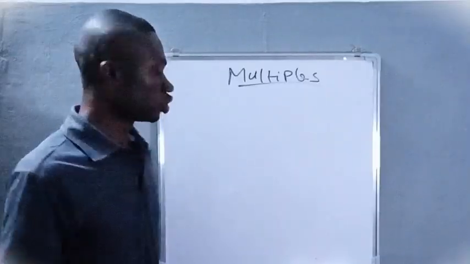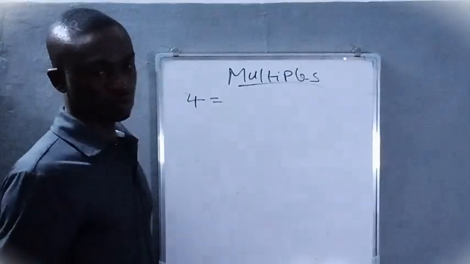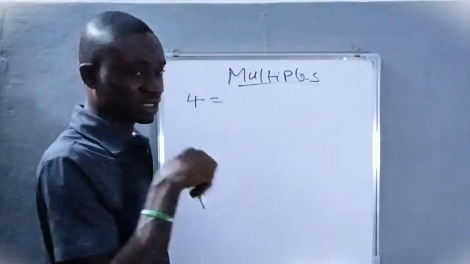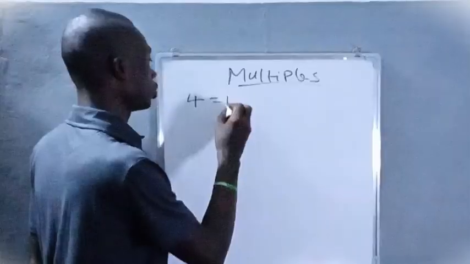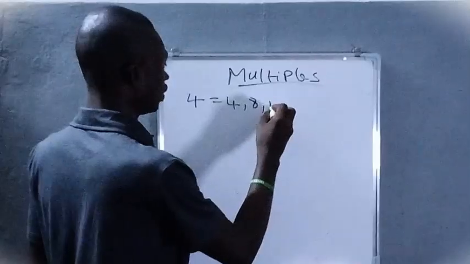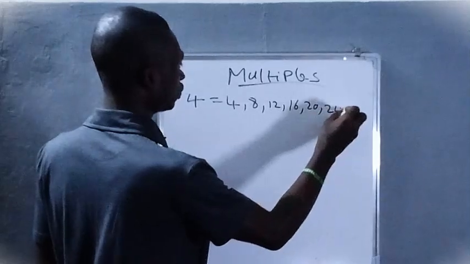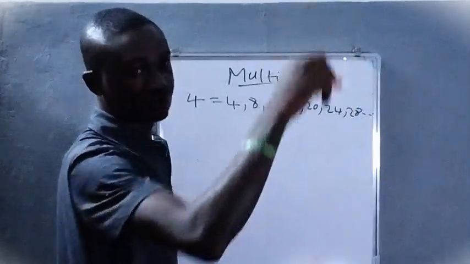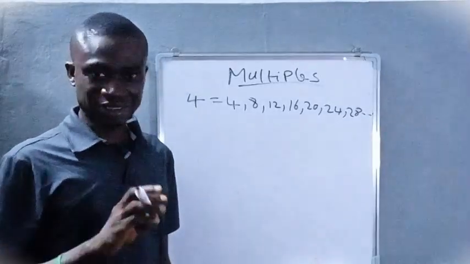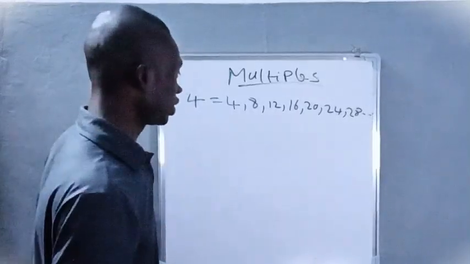So if we are looking for multiples of 4, then you know that the first multiple of 4 is 4, because you can say 4 times 1, which is 4. Another multiple of 4 is 8. Another one is 12. Another one is 16. Another one is 20. Another one is 24. Another one is 28, and so on till millions and trillions. That is multiples. If you understand these basics, it will help you in your journey of mathematics.